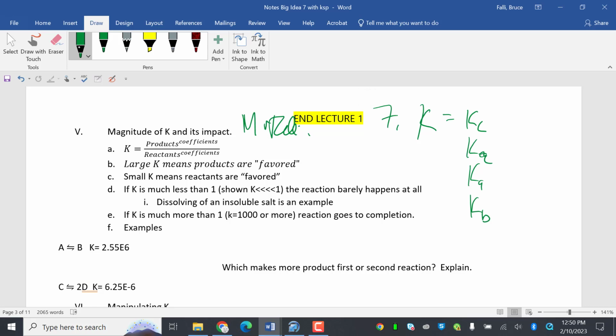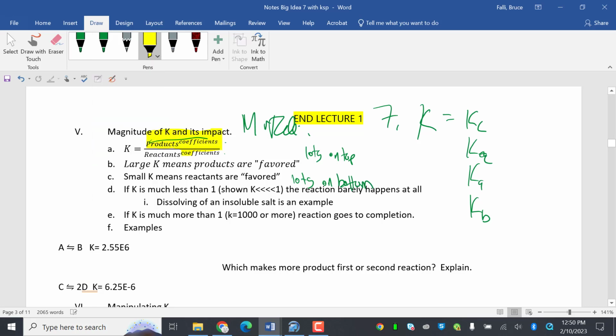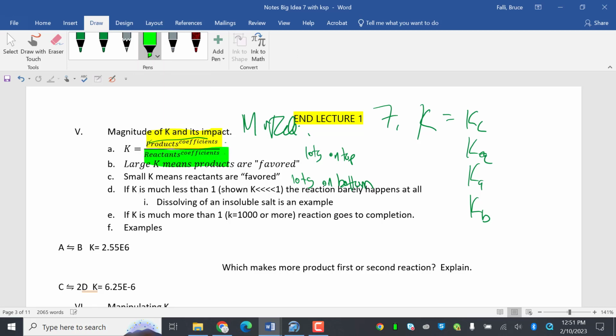So K is products raised to coefficients over reactants raised to coefficients. A large K means products are favored. That means lots on top. A small k means reactants are favored. That means lots on bottom. What do I mean by top and bottom? Top. Bottom, okay? Bottom. All right.